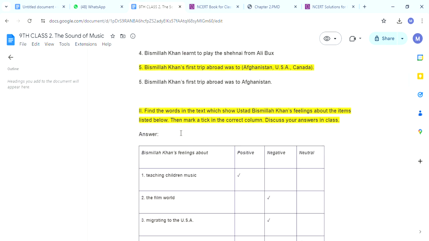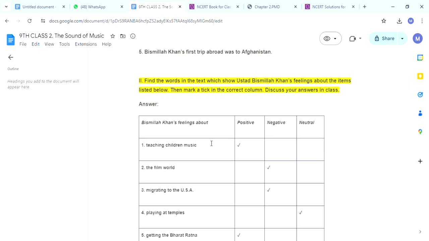Next, second one. Find the words in the text which showed Ustad Bismillah Khan's feelings about the items listed below. Then mark a tick in the correct column. Discuss your answer in class. Bismillah Khan's feelings about positive, negative and neutral. First one, teaching children music, positive.